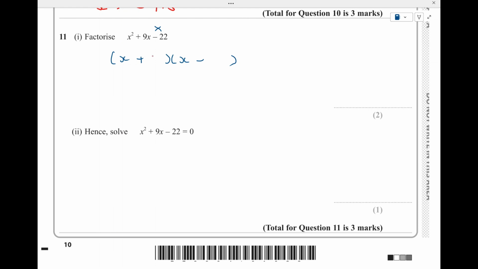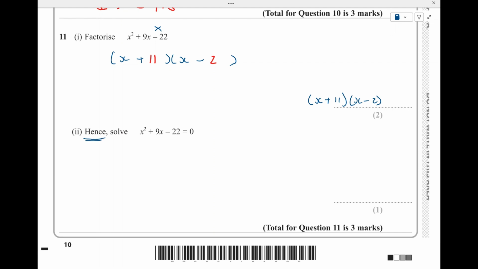Let's try the 2 here and the 11 there. So let's have a look. Would that give me the correct number of x's? It would give me plus 2 x's minus 11 x's, which would be minus 9 x's. That's not what I want. I want plus 9 x's. So I'm going to need to have the plus 11 and the minus 2. So there is my answer. That factorised the quadratic, and there is my solution.